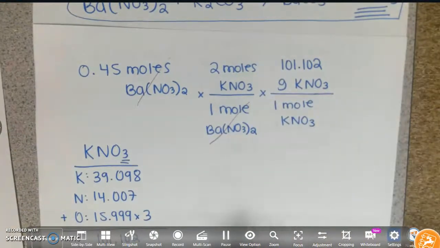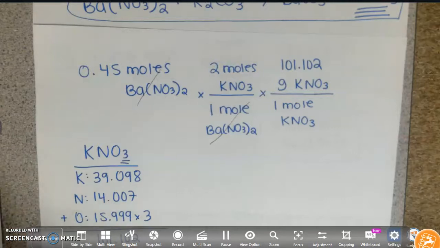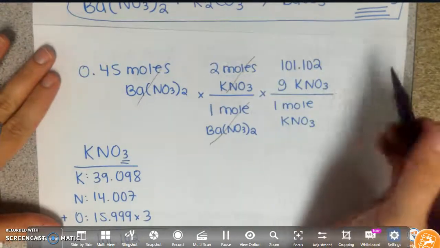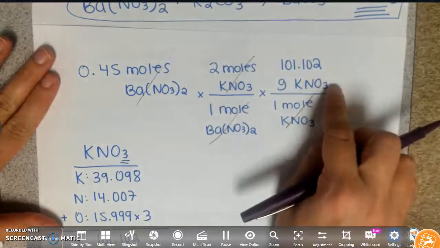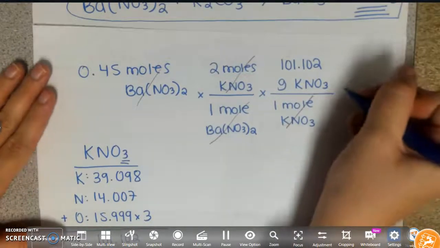Now, let's check, did all of my units cancel? Moles of barium nitrate and moles of barium nitrate canceled. Moles of KNO3 cancel out. And I'm left with grams of KNO3, which is what I wanted. And so now I just need to plug this into the calculator.